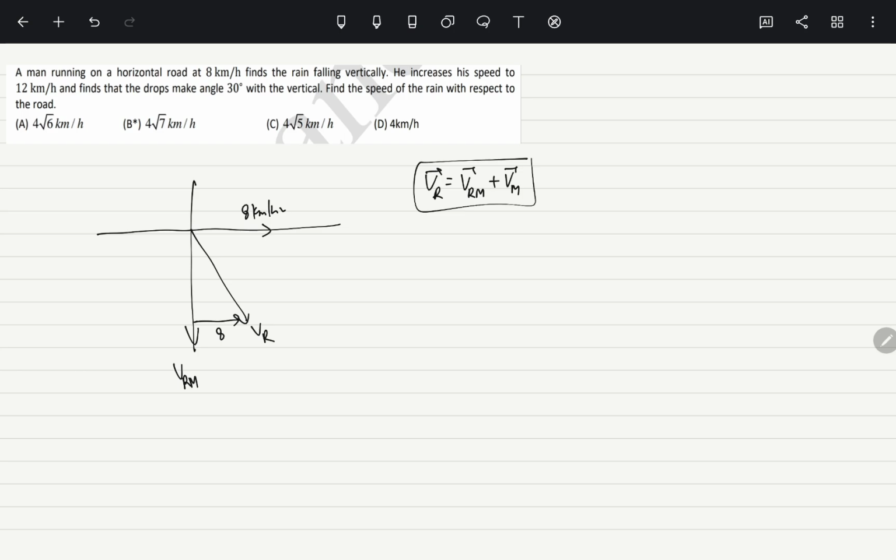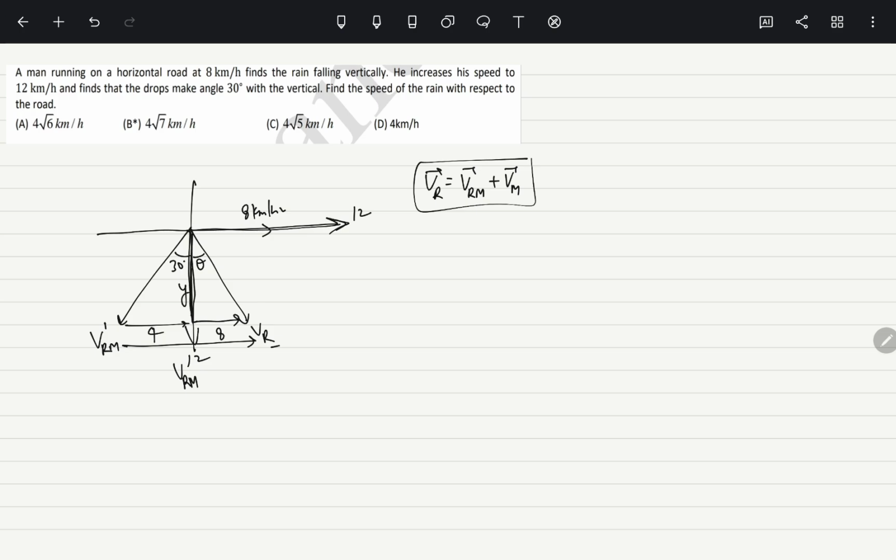Now he increases his speed to 12 km per hour. So let's say the speed is 12 now, and the VRM is at 30-degree angle. Let's take it VRM dash. It's changed here, so this angle is 30 now, and VR will be constant, because the velocity of rain with respect to ground is anyway constant here. If I draw the vector diagram again, this is 12. If I shift this one here, this is 8 already, so that means this is 4. Now you can see the diagrams here, like this is theta. The vertical side, let's say y, is common in both the triangles here.